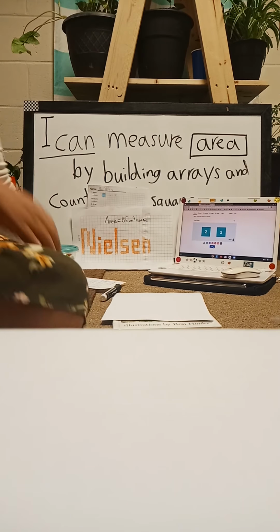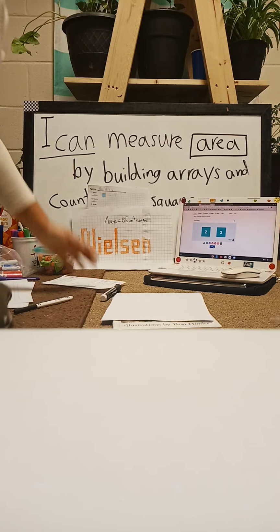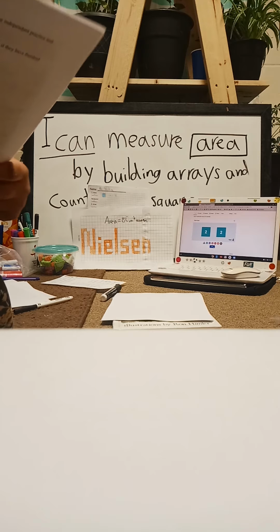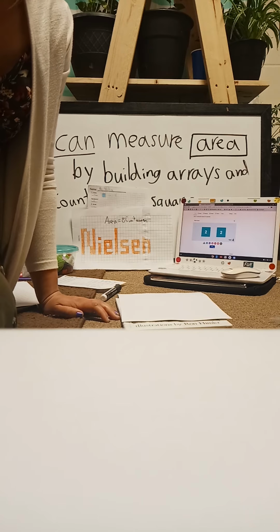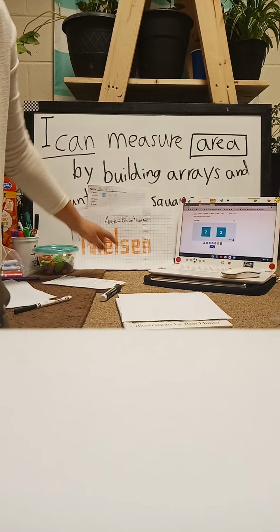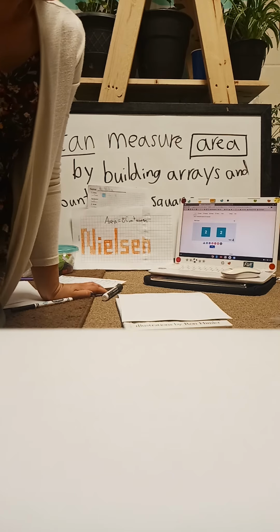Okay, so those are your stations. For your independent practice, you're going to use your My Math textbook, page 767 and 768. And on there, you're going to count the unit squares to find the area. Alright?